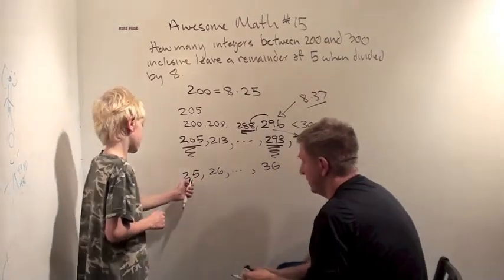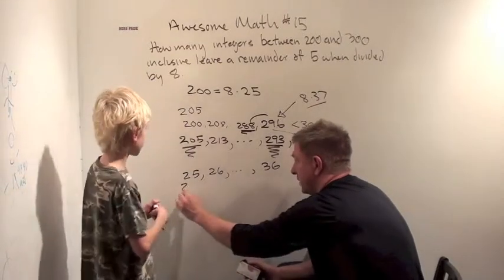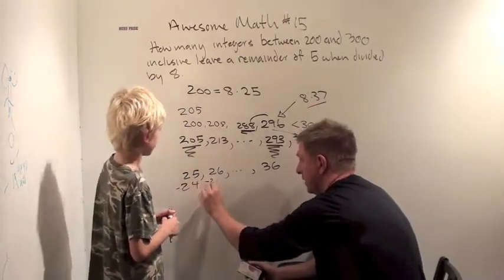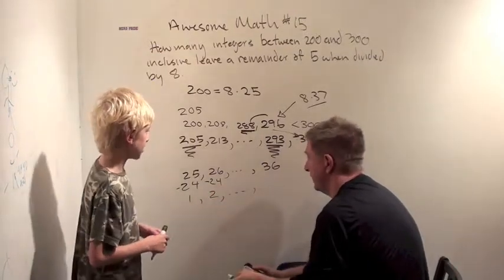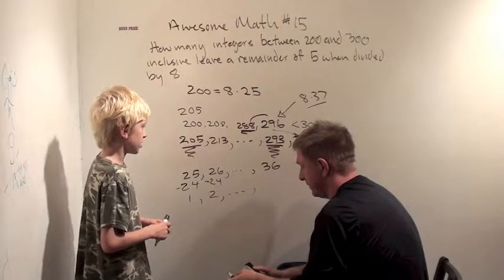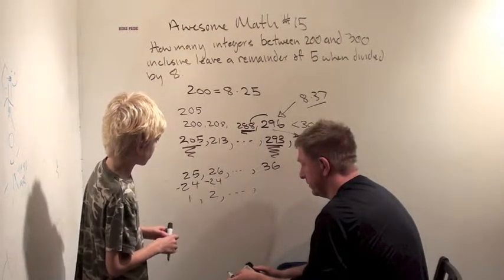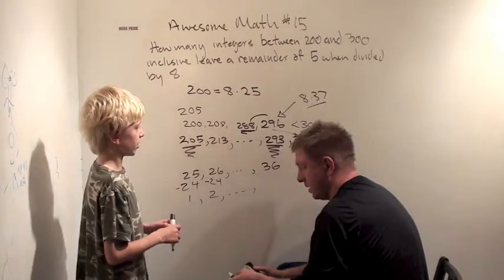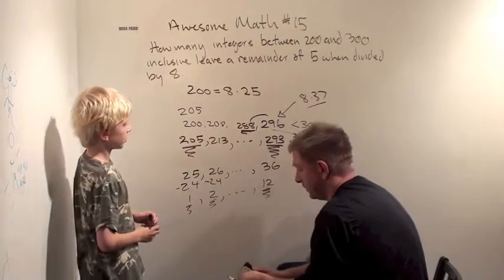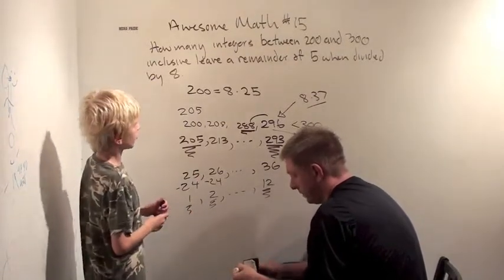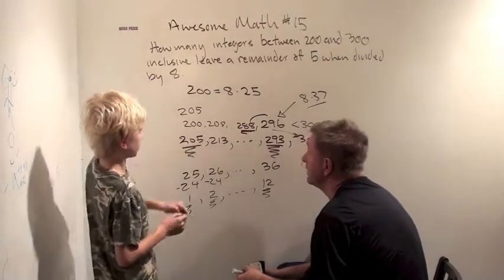So then we subtract 24 from 36, which is 12. So there are 12 integers between 200 and 300 inclusive that leave a remainder of 5 when divided by 8.